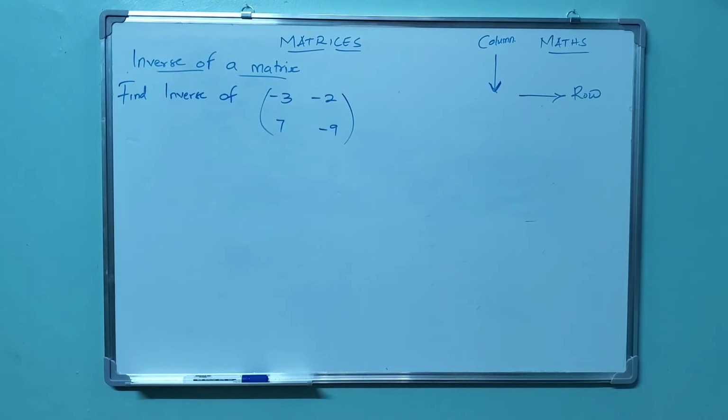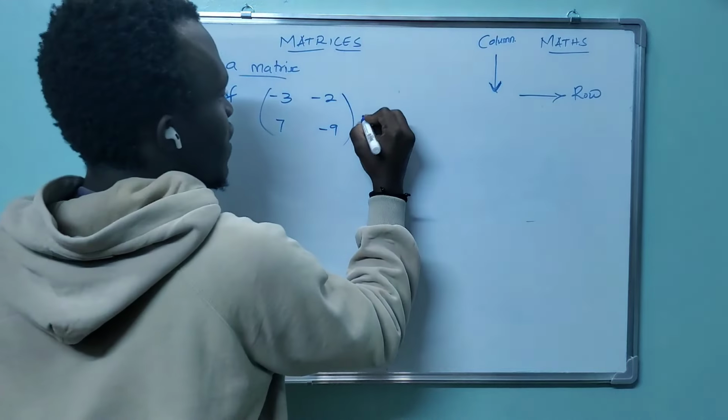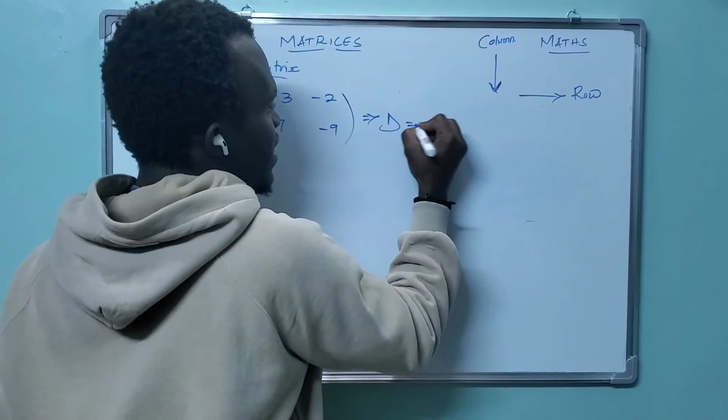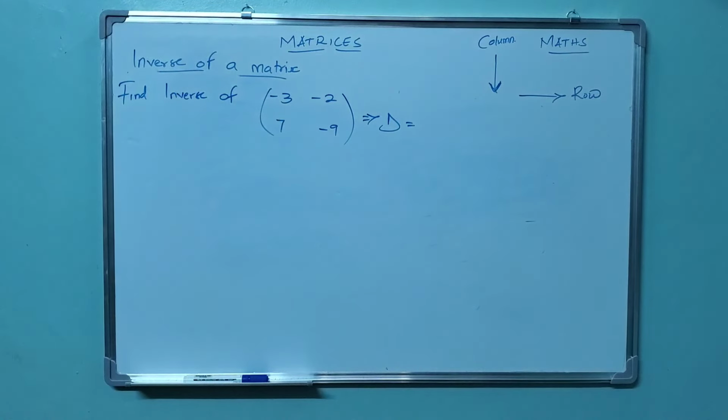Now, the very first thing you have to know, remember we've said that first of all, you have to get the determinant. Let us get the determinant here. Remember, the determinant is the difference of the product of the lead diagonal and the end diagonal.